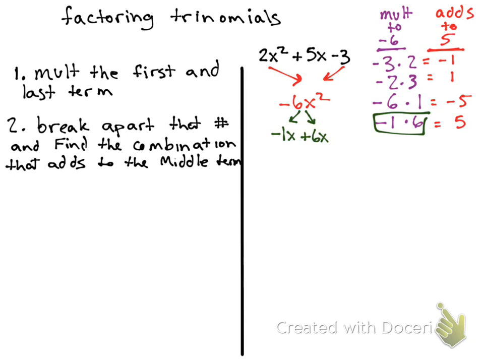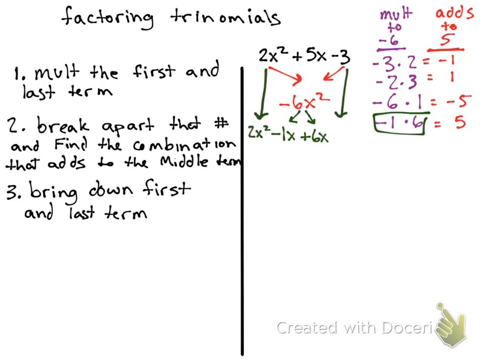Step 3. We want to bring the first and last term down. So the first term is this 2x squared. We're going to take it, drop it down. The last term is negative 3. We're going to take that, drop it down as well. And then we got one more step. You want to factor by grouping.